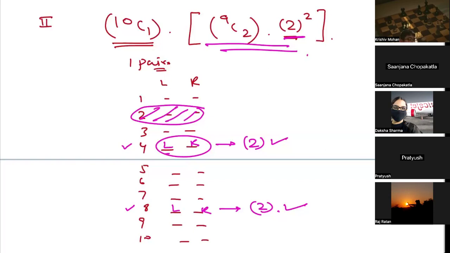Right? So 10C1, I'm selecting one pair. And now from 9 pairs, I'm selecting any 2 pairs. And from each pair, we have 2 options, either the left one or the right one. So I'm selecting it 2 square ways. Is this okay?